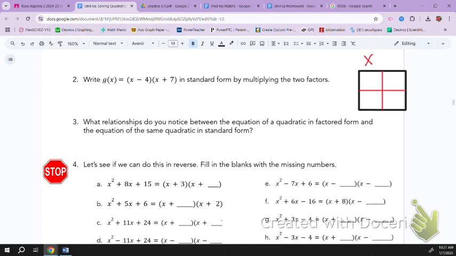The factors go on each side. We're going to multiply it together. And we do have to be careful this time because we do have a negative. So how does that change your standard form? What questions do we have about the box method?